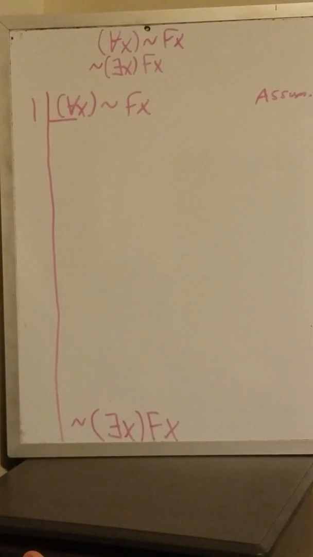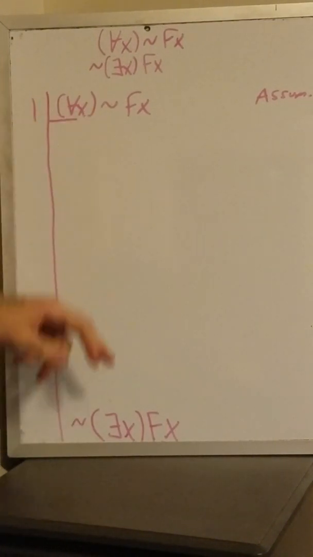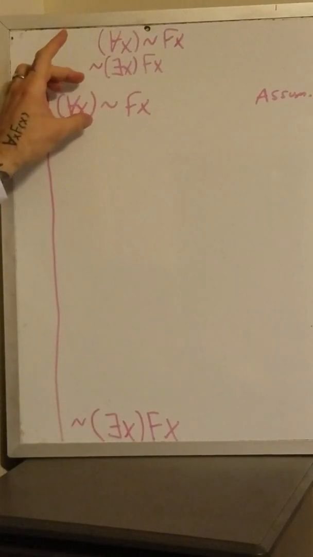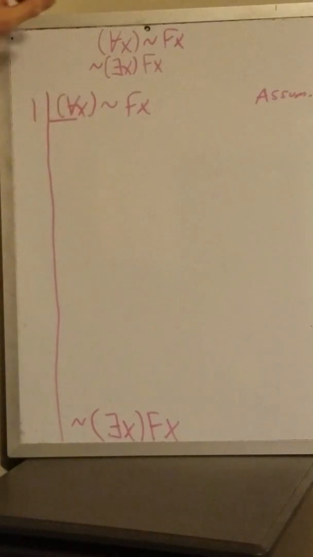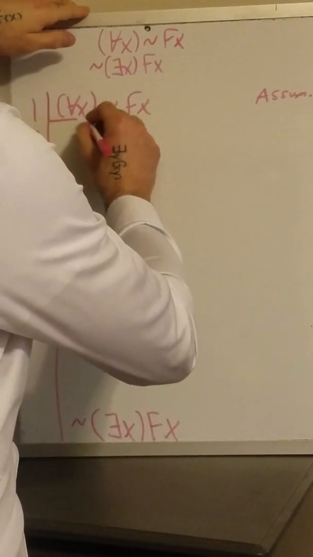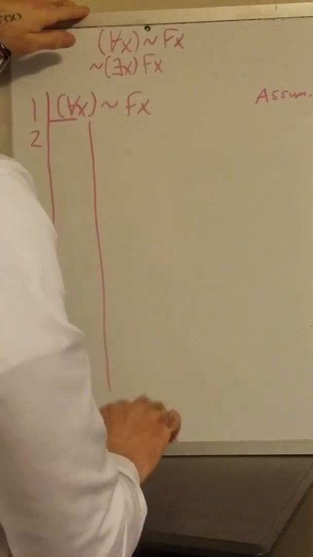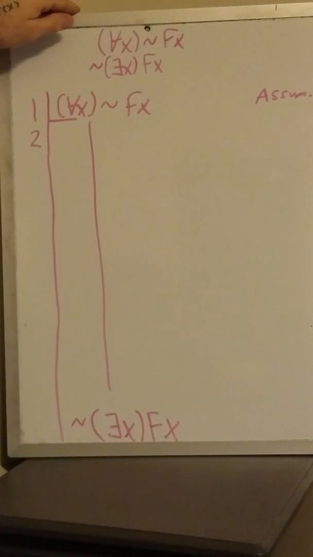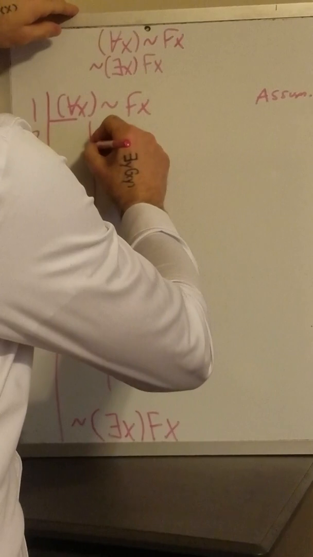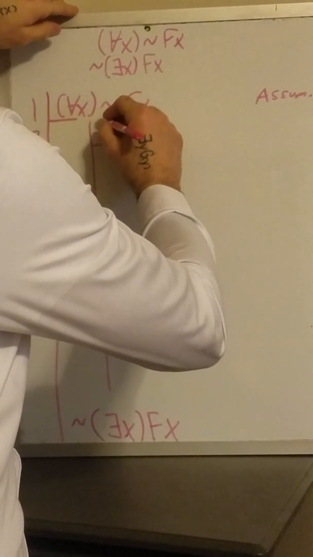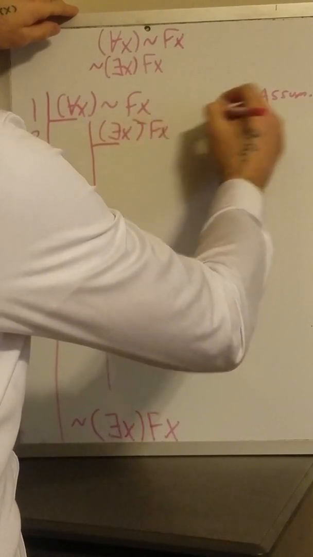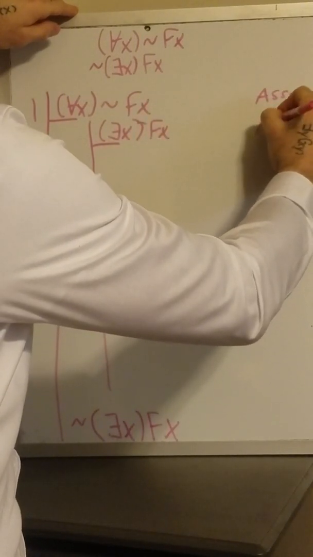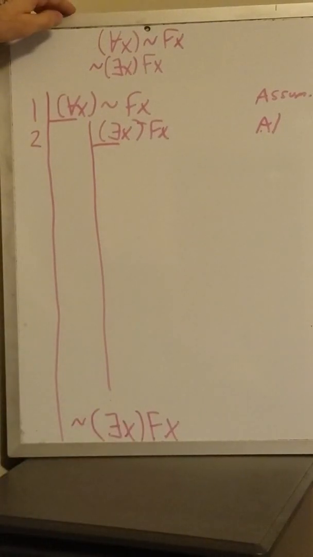Well, we're going to have to make an assumption and start a subderivation, because there's no direct way from here to here. Using universal elimination is not really going to get us anywhere yet. So we're going to have to assume the negation of what we're trying to get here. Okay, and this is an assumption for purposes of negation introduction.